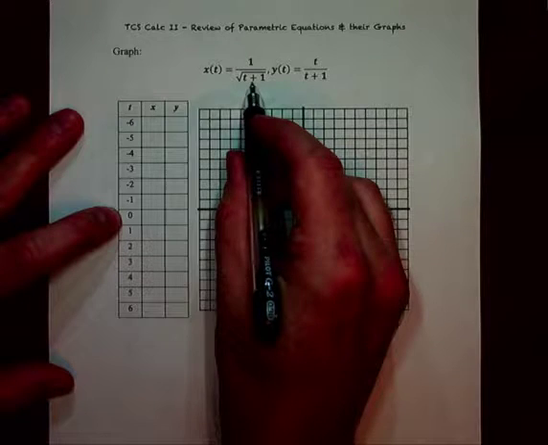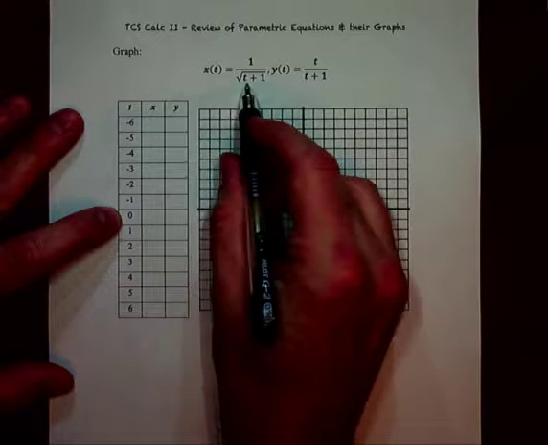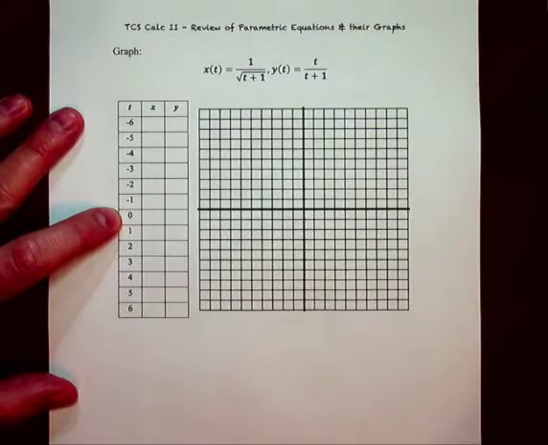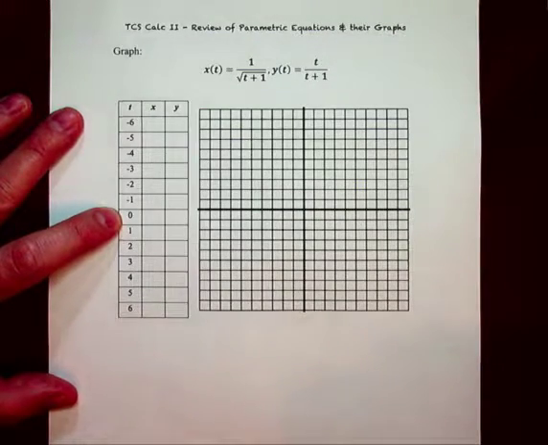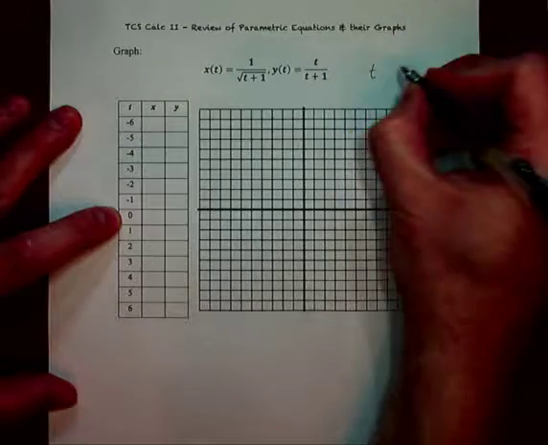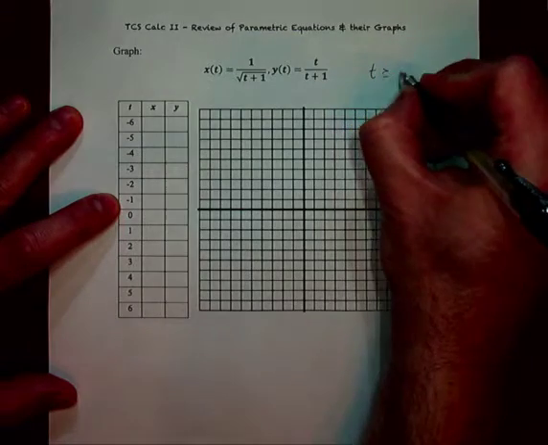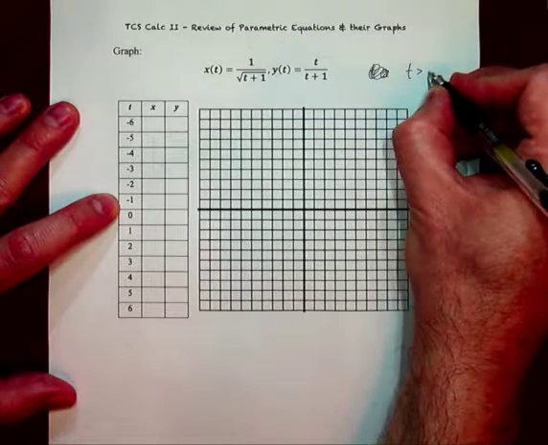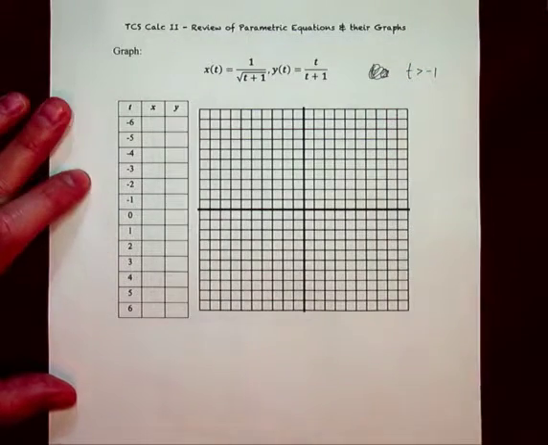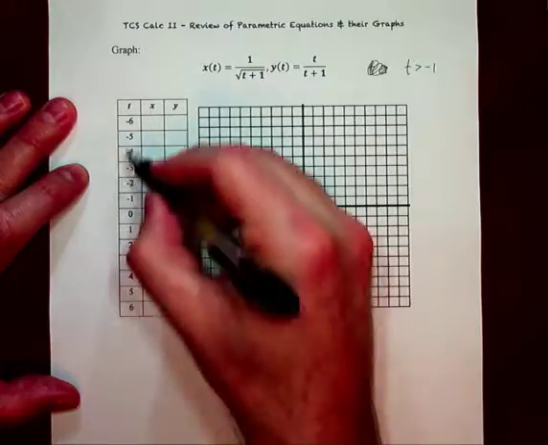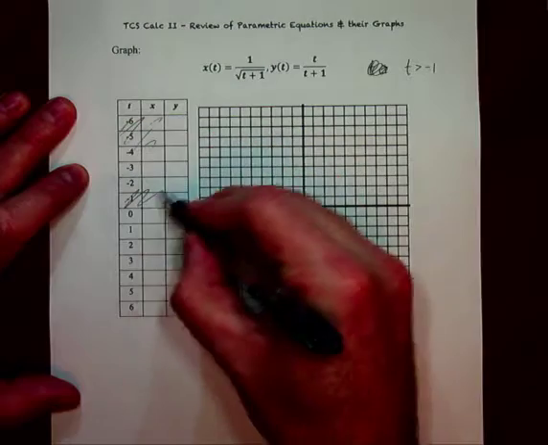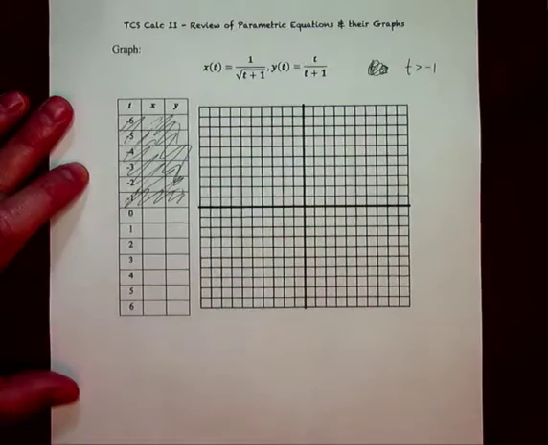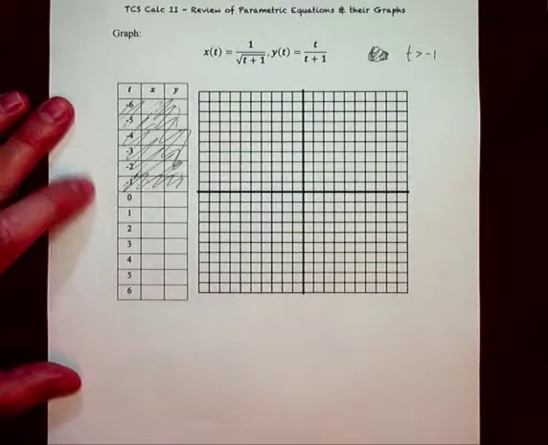I also can't plug in values less than -1, because then I'll get a negative in the radicand. So what happens here is we recognize the domain restrictions. You would think it'd be t is greater than or equal to, but it's just t is greater than -1. T has to be greater than -1. So we can ignore these values right here because they're going to give us errors when we try and plug them in. So let's start plugging in at 0.